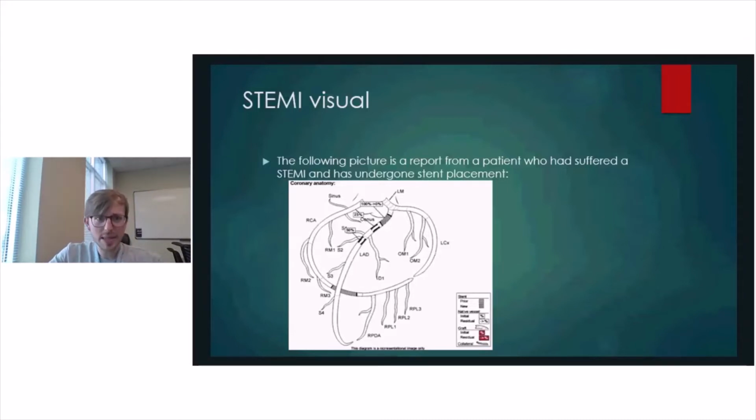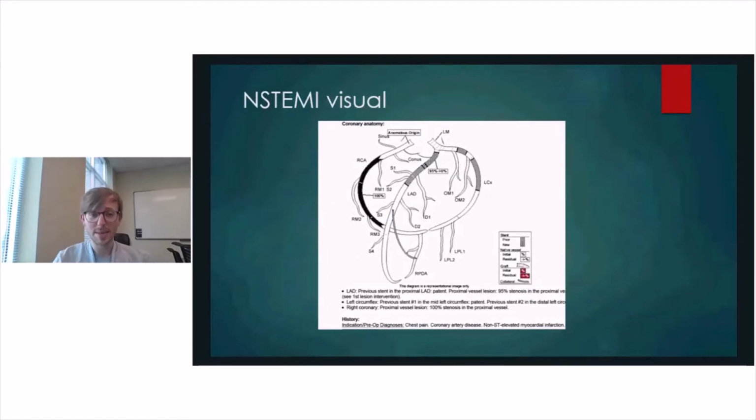And then next up is a visual of a non-STEMI, and there's a lot going on in this picture, but we're still just going to focus on the LAD, that major vessel going down right in the middle of the picture. You can see in the little box, like the last picture, this wasn't 100% blocked, but it was 95% blocked. So the stent was placed, and the blockage went from 95% to 0%. Again, the blockage was treated successfully with that stent, and again, hopefully this patient made a full recovery.